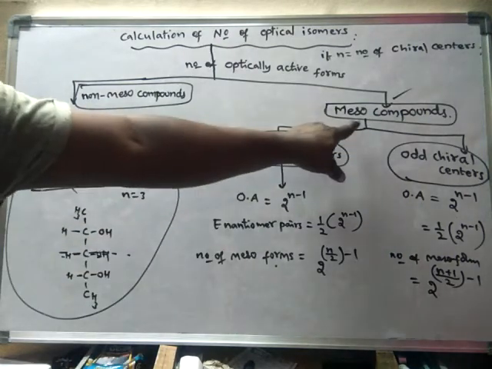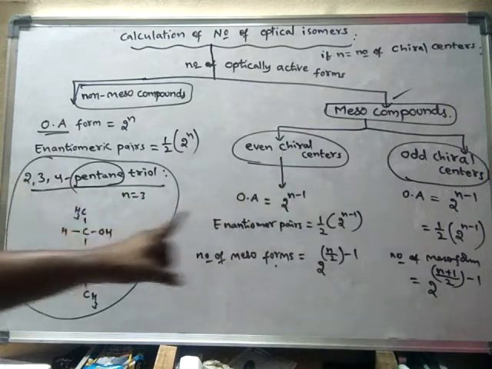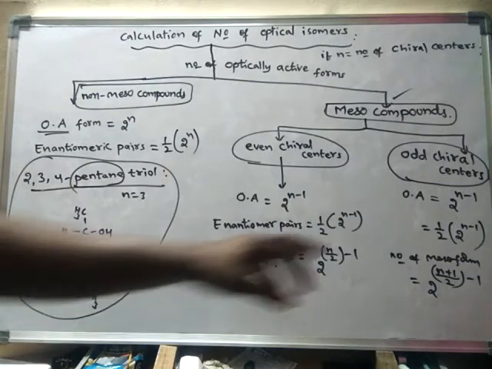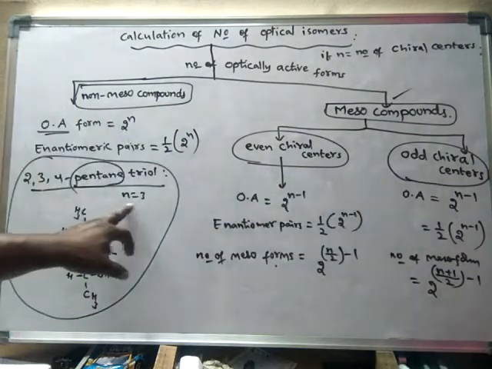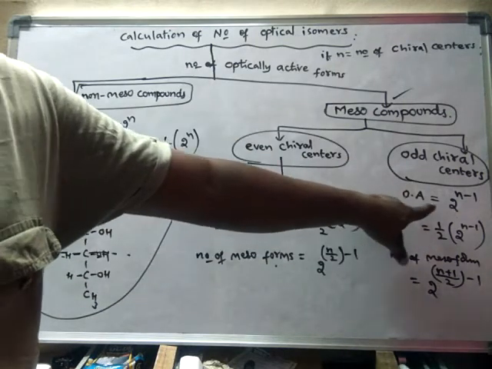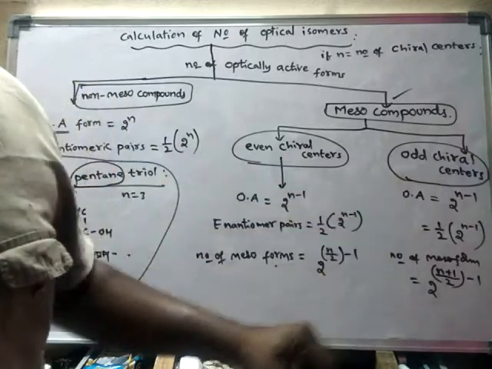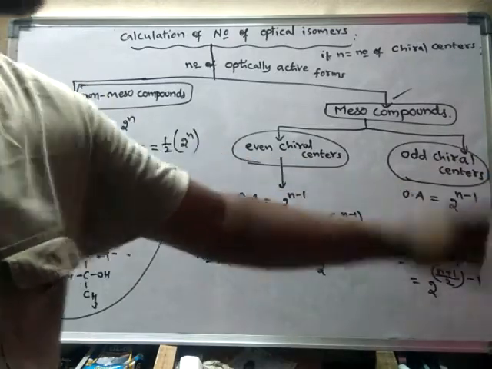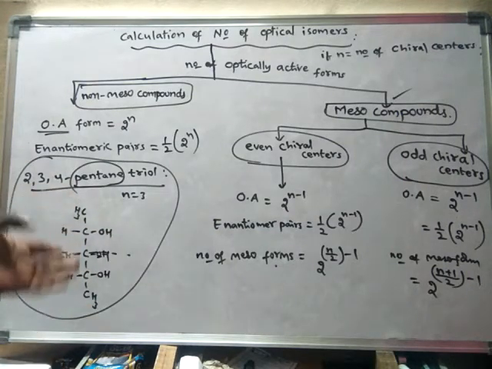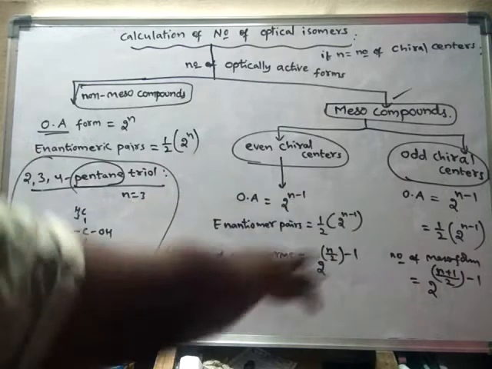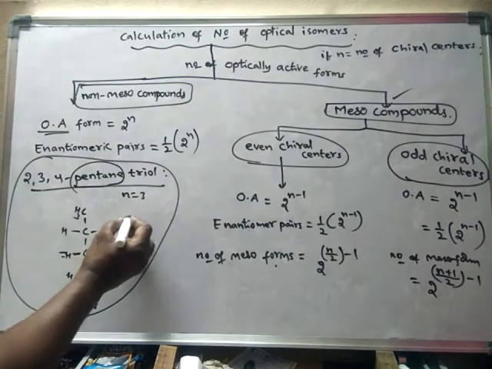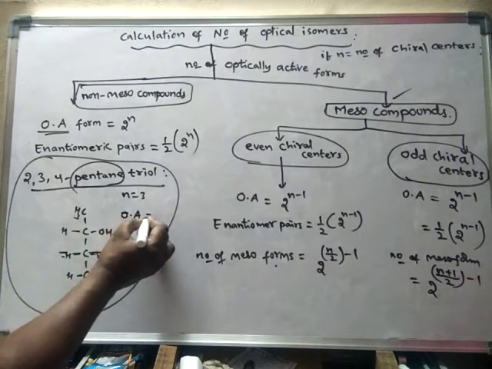And in this also, which one we have to take? Here n is equal to 3. That means odd chiral center. As this is an odd chiral center because n is equal to 3, here we have to use these formulas. So optically active forms will be 2 to the power of 3 minus 1. 2 to the power of 3 minus 1 means 2 to the power of 2, that means 4. So already we have seen that it is having 4 optical isomers in our previous examples. So it is having 4 optically active forms.